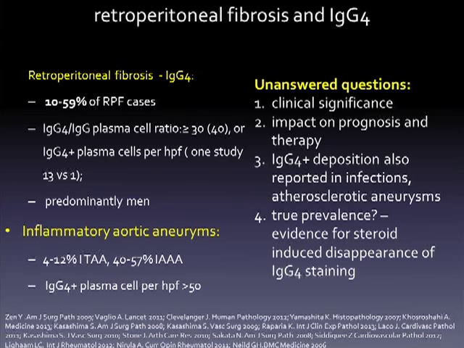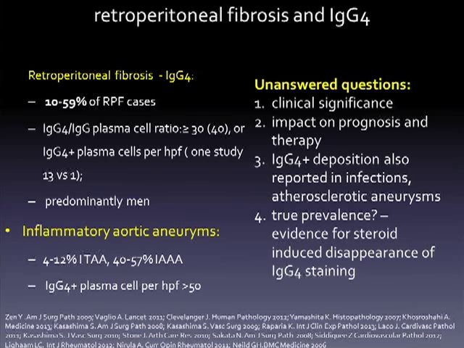There are a lot of questions regarding IgG4, and I'm sure I'm not going to be able to answer them. What is the clinical significance of this finding? Are these people who behave differently in terms of symptoms? Are they going to have a different prognosis, and maybe benefit from different kinds of therapies?